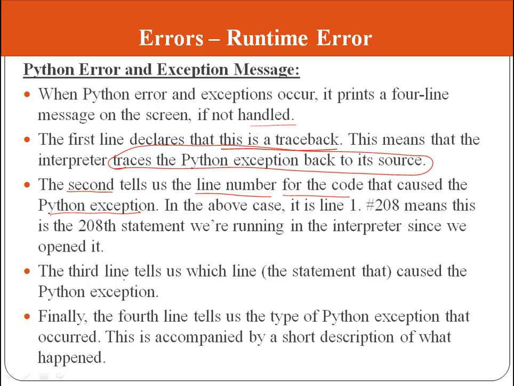Then the third line tells us which line caused the exception. And finally, the fourth line tells us the type of Python exception that occurred. And this is accompanied by a short description of what has happened.